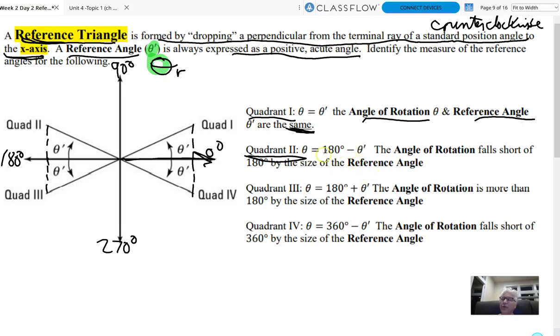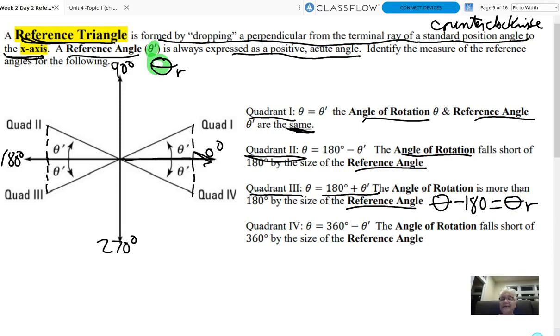Or you can take 180 and subtract the reference angle, and that will get you the angle of rotation. But either way, it's going to be 180 minus the reference angle. To find the angle of rotation in quadrant 3, it's going to be 180 plus the reference angle. Or you can do the angle of rotation minus 180, and that will give you the reference angle.